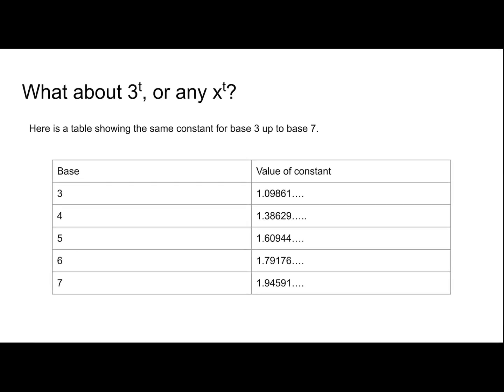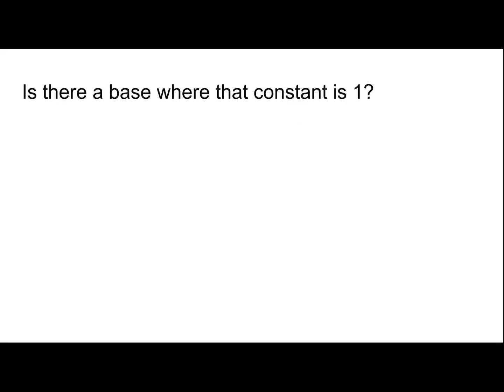Let's investigate. So here we have another table showing different bases. So instead of having 2 to the power of t, we might have 3 to the power of t, 4 to the power of t, 5 to the power of t, 6 to the power of t, and 7 to the power of t. As you can see here, the value of the constant is actually increasing. 1.09861 goes to 1.38629. It just keeps increasing. So as we increase the base, that value of the constant also increases. So this constant is not the same for all exponentials. It's obviously different for each exponential. So as the base increases, so does that constant.